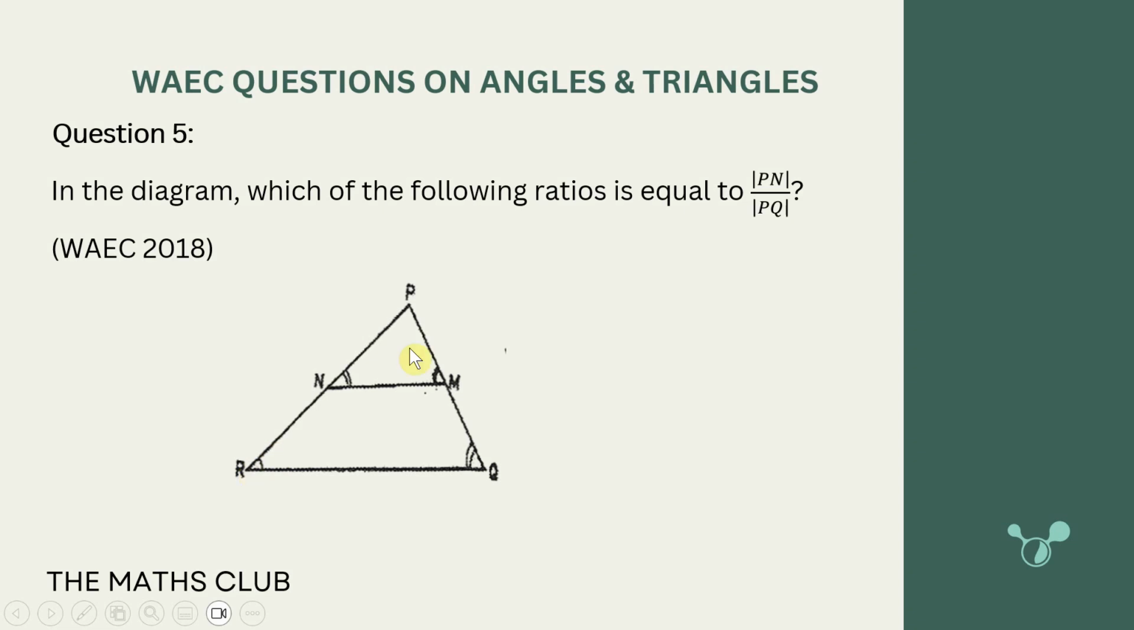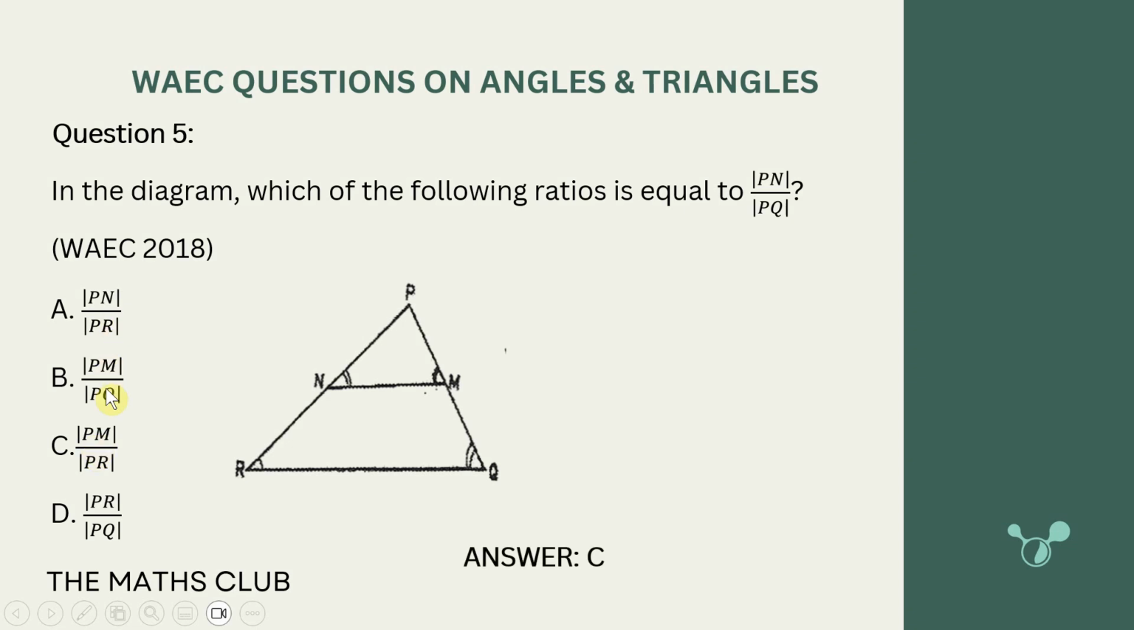So in my estimation, this should be PM, the side from the vertex to the point with 1 arc on the small triangle, all over PR, the side from the top to the point with the 1 arced angle. So that should be PM over PR. Let's see if we're correct. So if I look at this, that will be option C. Definitely. You can check out all these other ones and you see that they don't match.